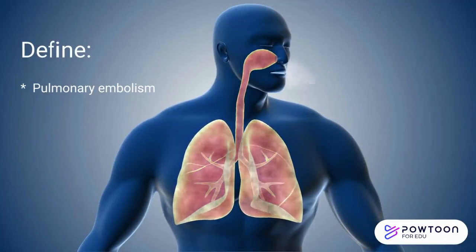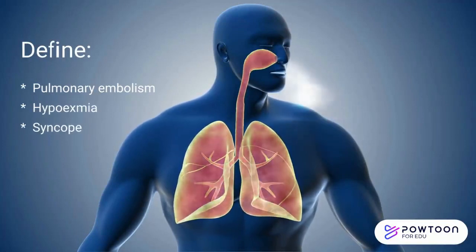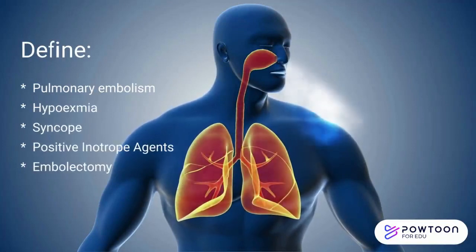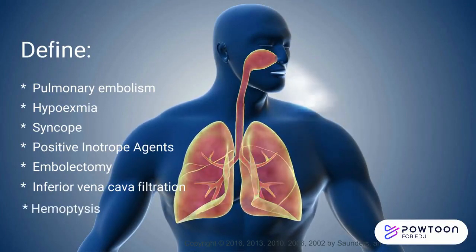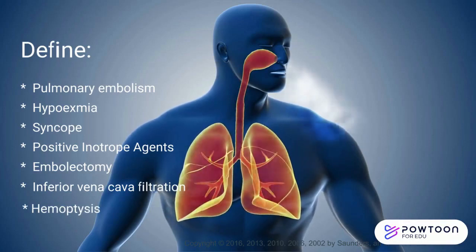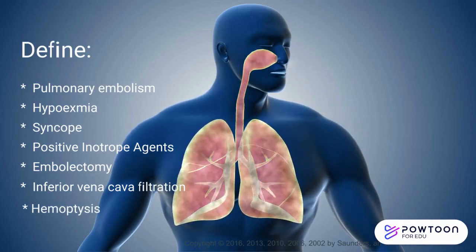There are a few medical terms that you should have an understanding of or should be able to define. Pulmonary embolism, obviously, hypoxemia, syncope, positive inotrope agents, embolectomy, and inferior vena cava filtration. These can be found in your medical surgical book.